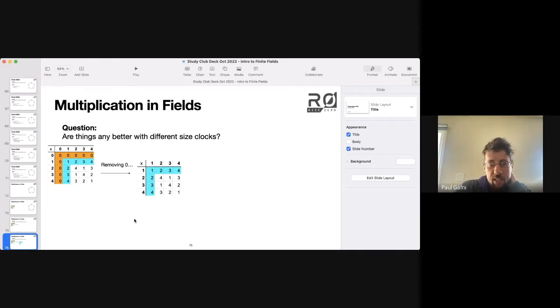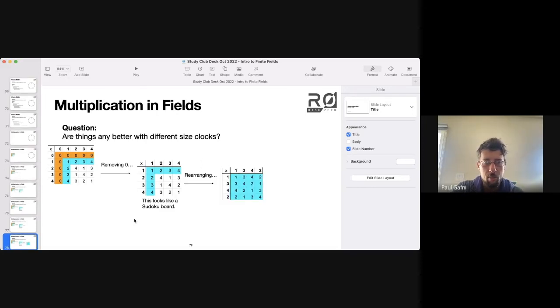Now, when I look at this version of it, it pops out to me as it looks like a Sudoku board. Every row and every column has exactly one copy of each element. There's no repeated numbers in any row or any column. And in fact, if I rearrange, instead of writing it as 1, 2, 3, 4, if I instead write it as 1, 3, 4, 2, then it looks not only like a Sudoku board, but it actually looks just like an addition table now.